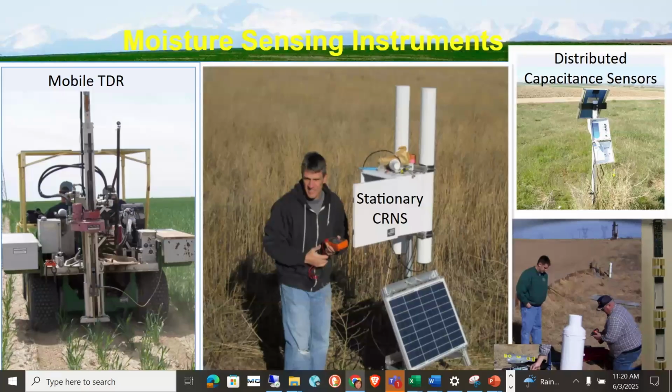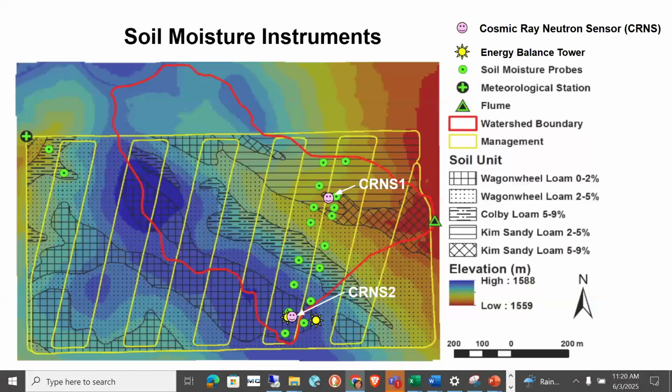In the middle, you can see our cosmic ray system. That's Rob Erskine working with it. We also have a mobile time domain reflectometry system that we use to collect spatial data. And then within the field, we have in situ sensors that are just capacitance sensors, and I'll show you a map of those. So this is a map.